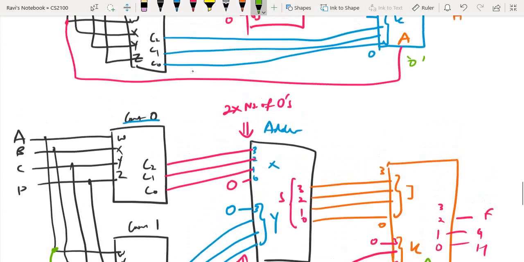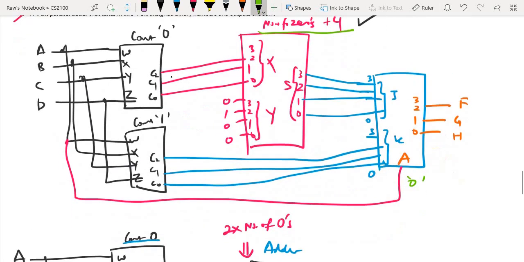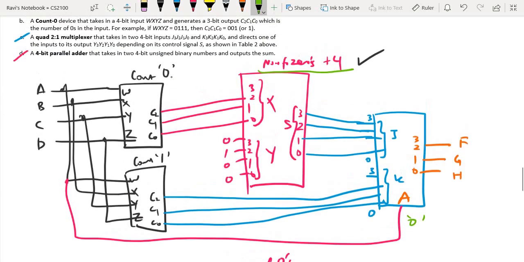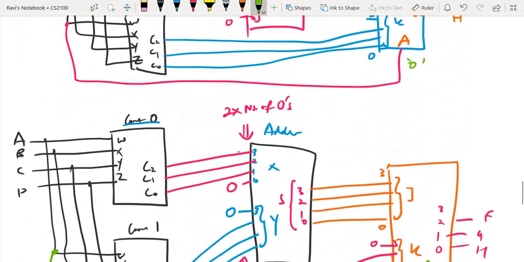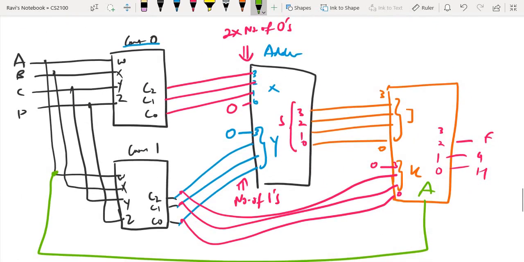The first diagram here shows us the approach where when A is 0, we take the number of zeros and add 4. So that is directly using the adder. Here is again using the adder, but we take the number of 1s plus 2 times the number of zeros. So the trick here is to get the 2 times, we need to shift the bits to the left by 1. So when we connect up to the adder, we already connect them in a shifted approach. So that is how you approach this question.